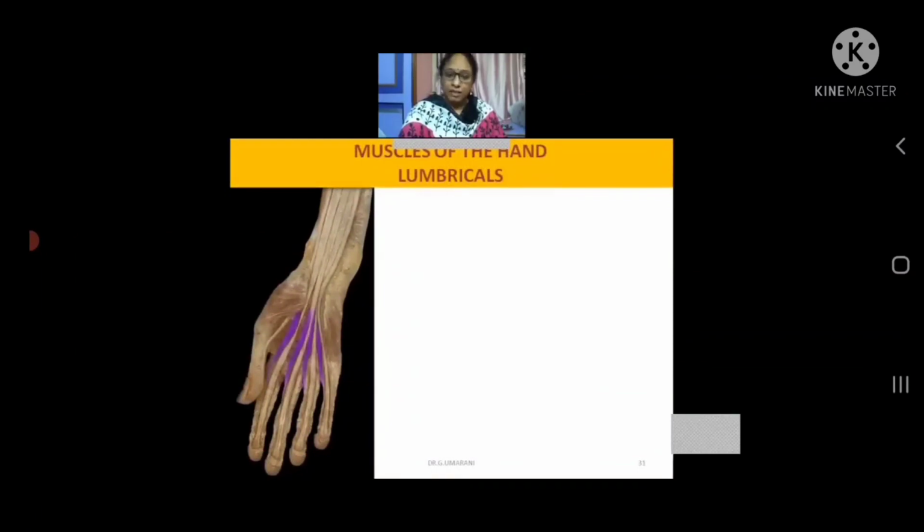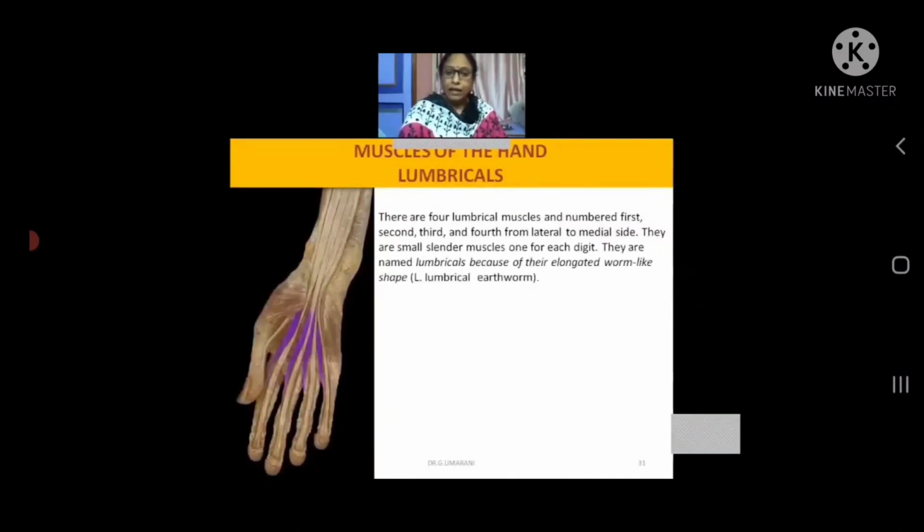The next muscles are the lumbricals. They are four in number, first, second, third, and fourth from lateral to medial, that is, counting from the thumb side. The name lumbrical is given because they are very small, slender muscles that look like a worm, like an earthworm.